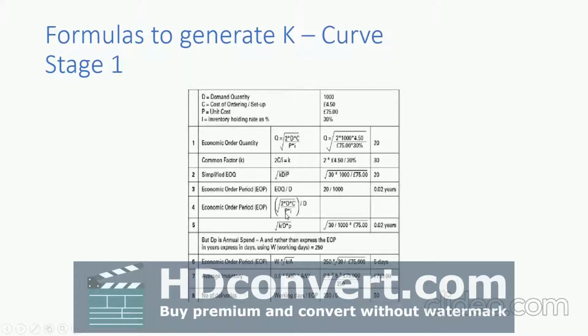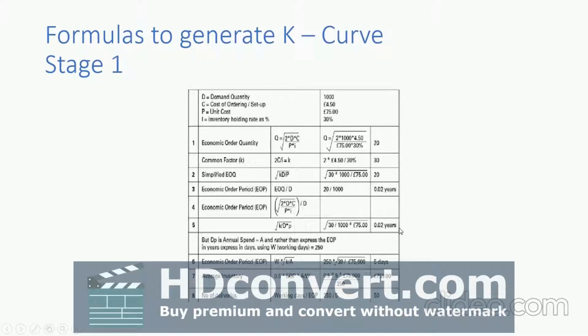Now substituting in the common factor K, the formula is simplified to the square root of K divided by I, demand quantity times P, the unit cost, which also results in 0.02 years. But we need to understand that while contacting a supplier and asking them to give me a quantity of product of 0.02 years is going to be confusing.